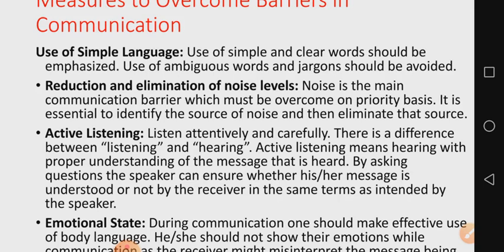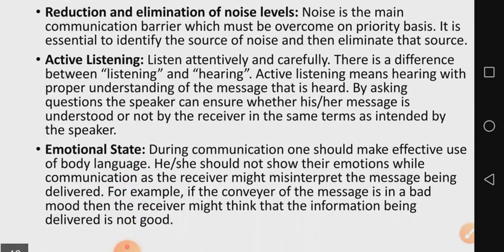So if you listen carefully and understand what this person is trying to say or convey, the communication will go well, and our relationships among the people will be nourished. We will make good relations with people. So active listening is extremely important.